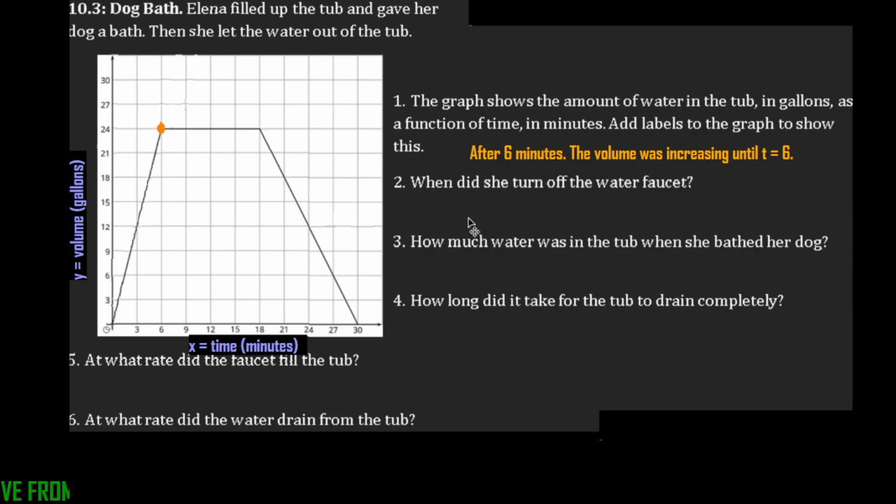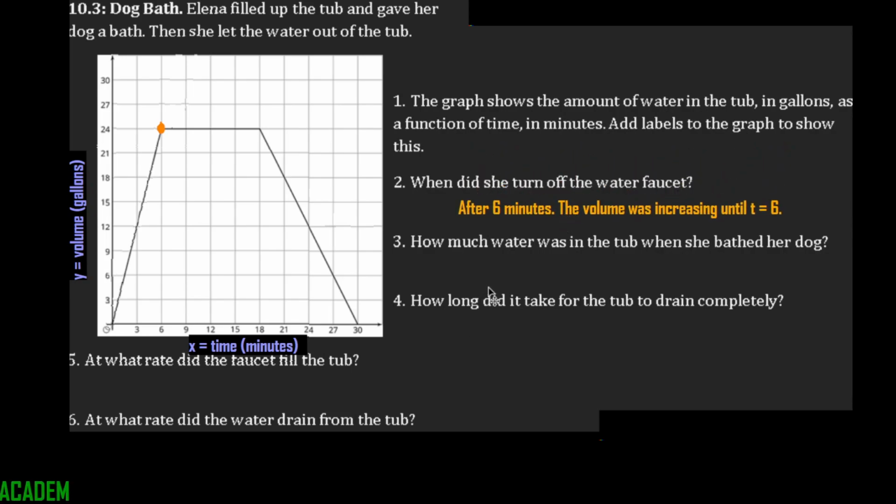So for number 3, it says how much water was in the tub when she bathed her dog. So it would be 24 gallons, because if we look at when she started washing at t equals 6, and then started draining at t equals 18. So at this point right here is where she started to drain the water, because that's where the water amount starts to go down. So this part right here is where the bath took place, or the bathing, I should say.